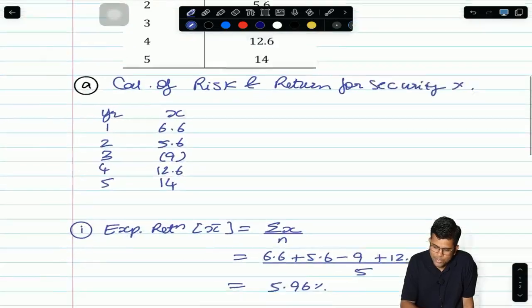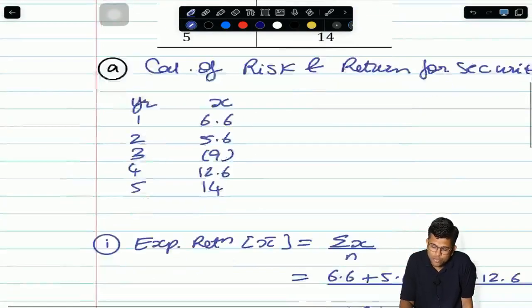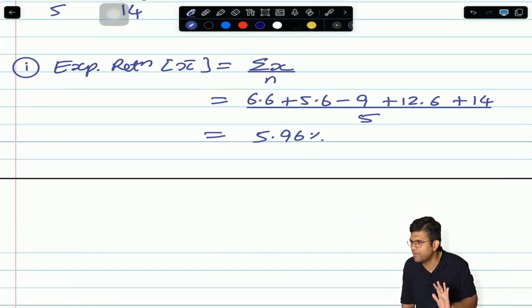Similarly, am I sure that this share will give 6.6% in year 1? 100% I am sure. But are you sure that in the coming year 1 it will give 5.96? No, I am not sure. Everybody clear? I can't answer.